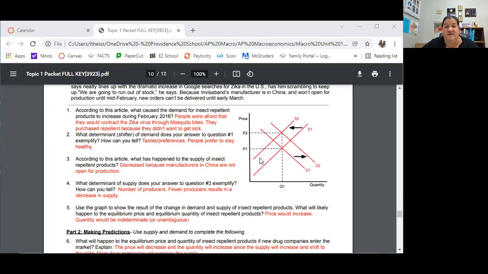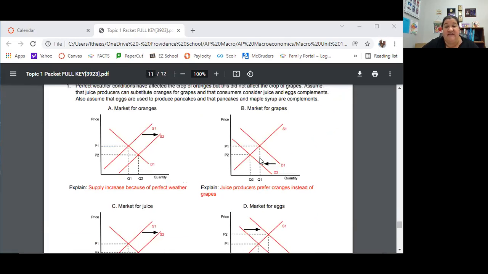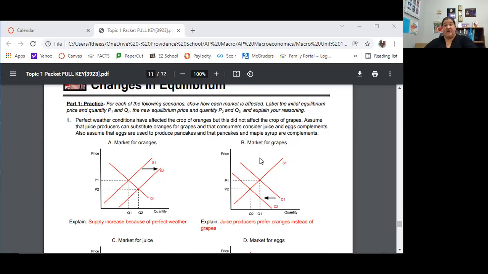But some of you want to talk about these graphs. And so let's talk about them. I'm going to underline some key information in this description. So we have fabulous weather, and that means that orange crops were greatly increased. So right off the bat, I know if I had great weather and the oranges were just growing like gangbusters, what does that do to my supply of oranges?